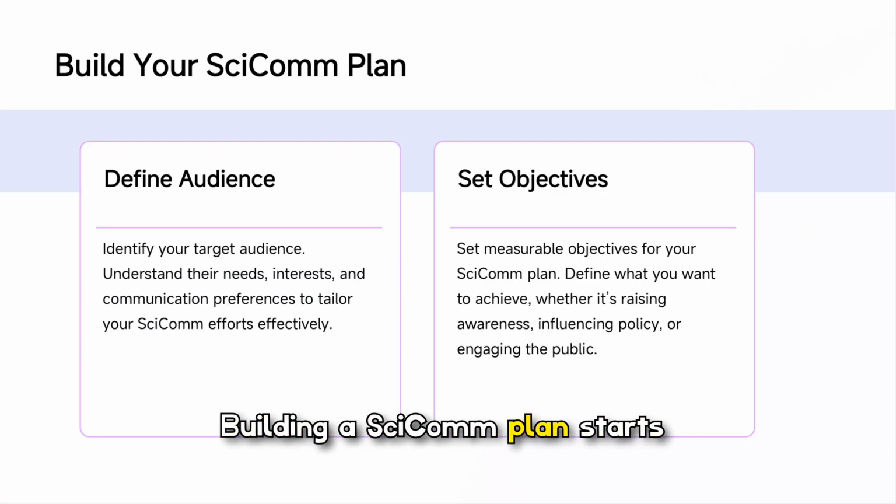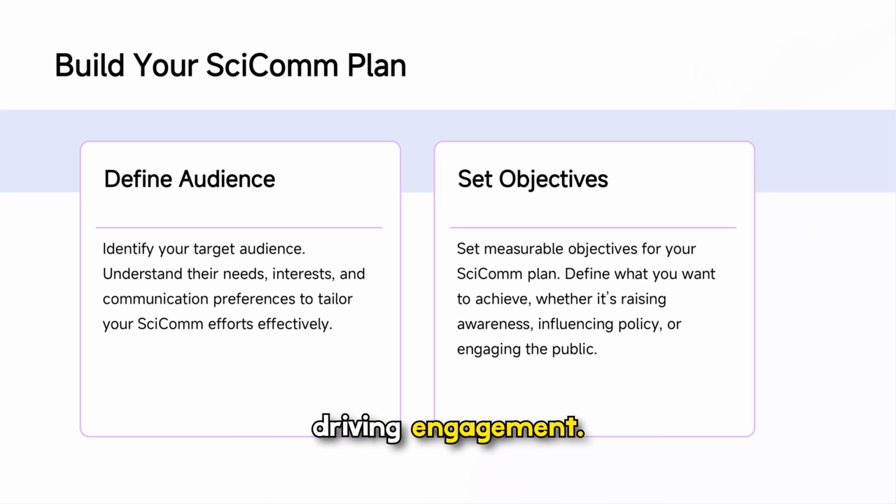Building a SciComm plan starts with two essentials. Define your target audience by understanding their needs and communication preferences, and then set clear, measurable objectives for what you want your communication to achieve. Whether that's raising awareness, influencing policy, or driving engagement.